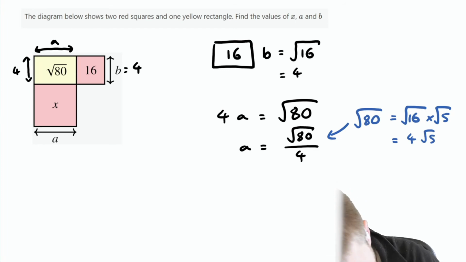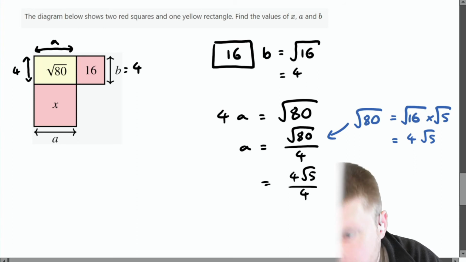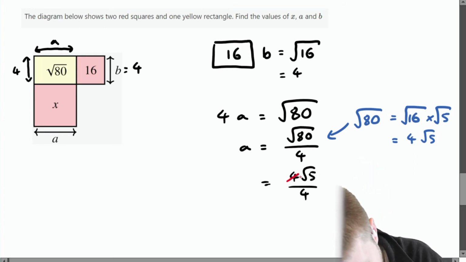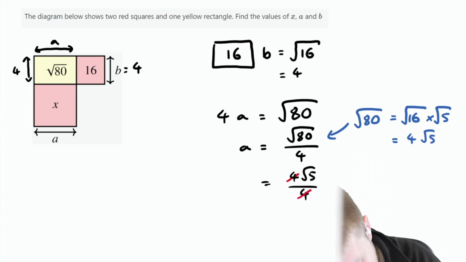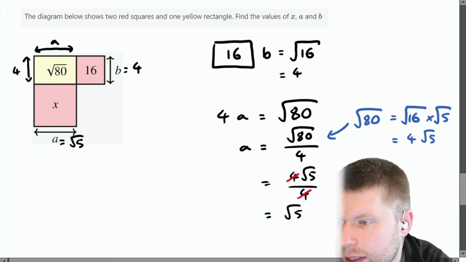So I'm just going to replace this over here. The numerator becomes 4 root 5, and we still have the denominator of 4. Well, that's handy, because this means that 4 divided by 4, that cancels. Therefore, I can literally say that a must be equal to root of 5. So let me write that in there. So a is equal to root of 5.